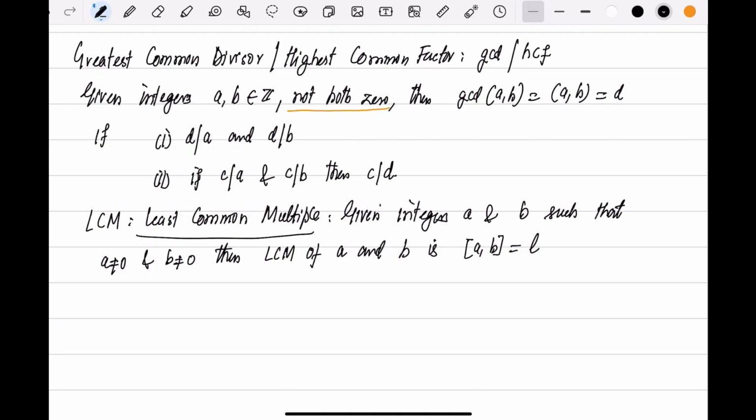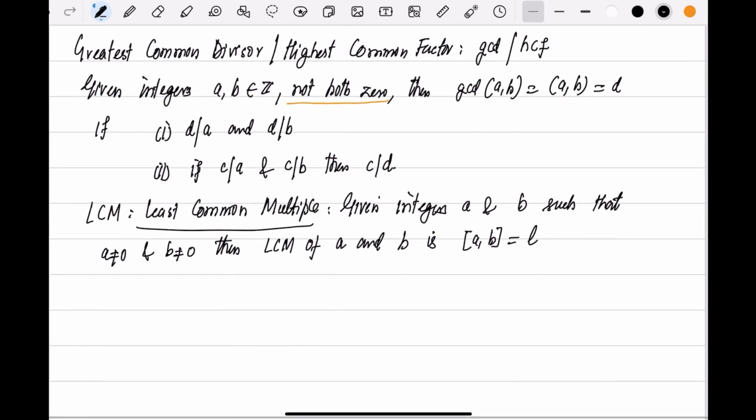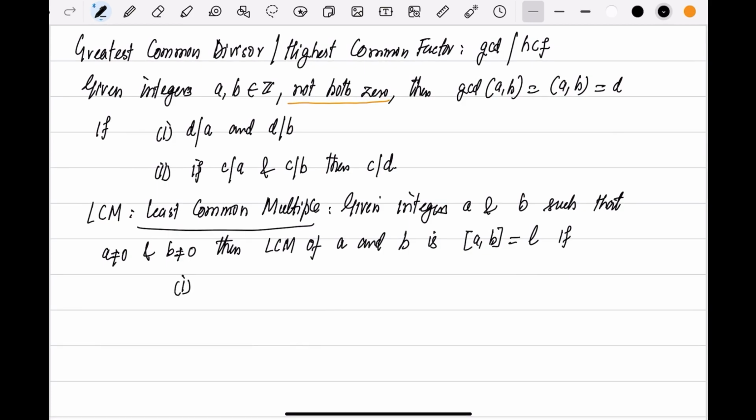Suppose this LCM is equal to L. Then the LCM of a, b is equal to L if, again we have two conditions: if a divides L and b divides L. So a and b both must divide L, so that means L is a multiple of both a and b. And the second condition is if a divides some other integer k and b also divides k, then L also divides k. So we have these conditions for the least common multiple.